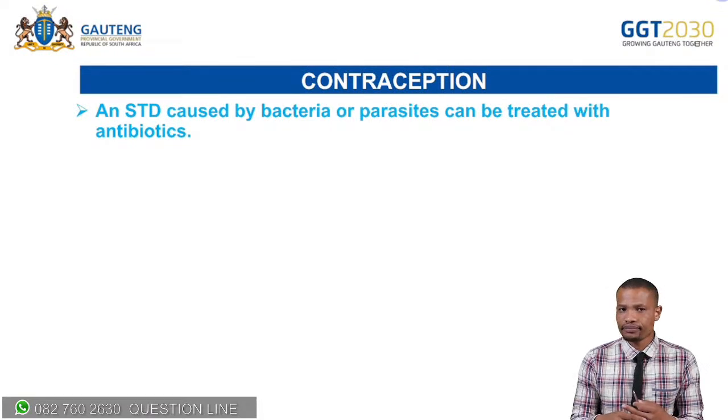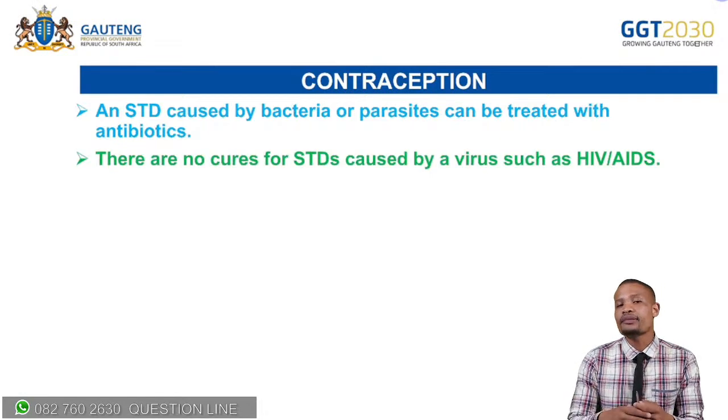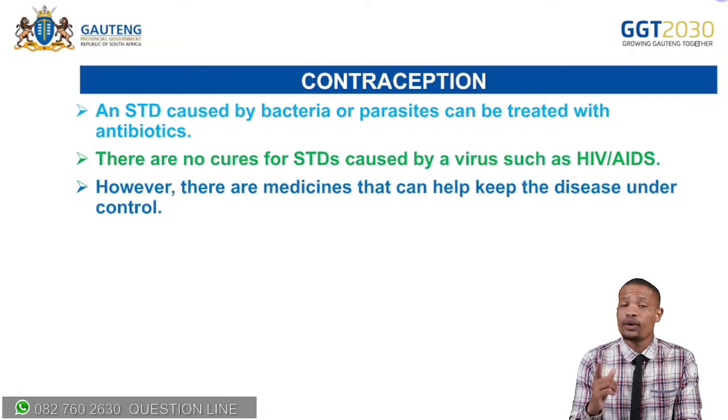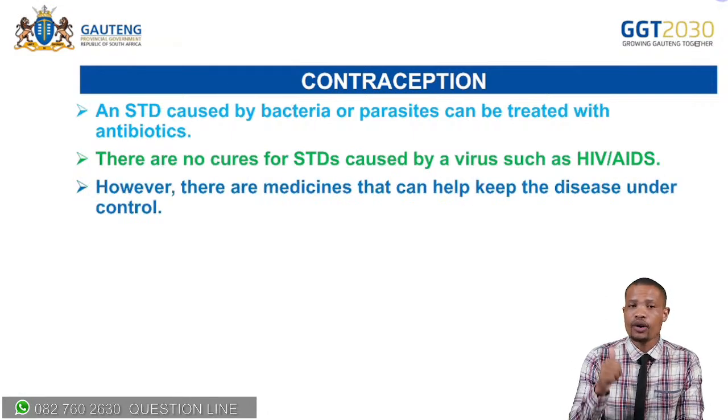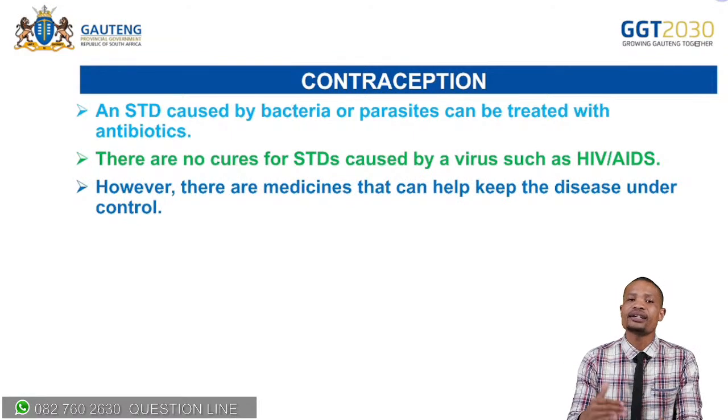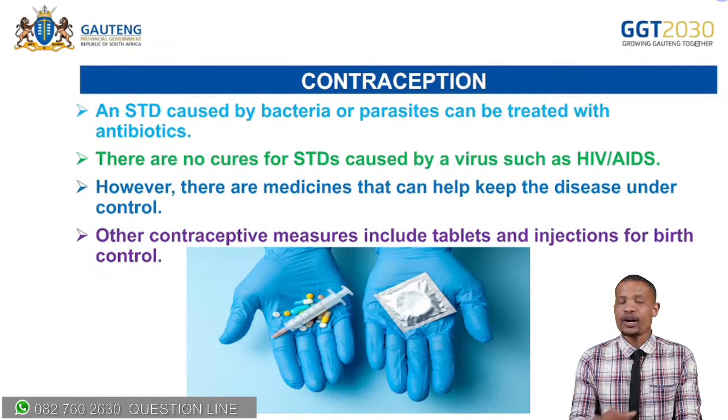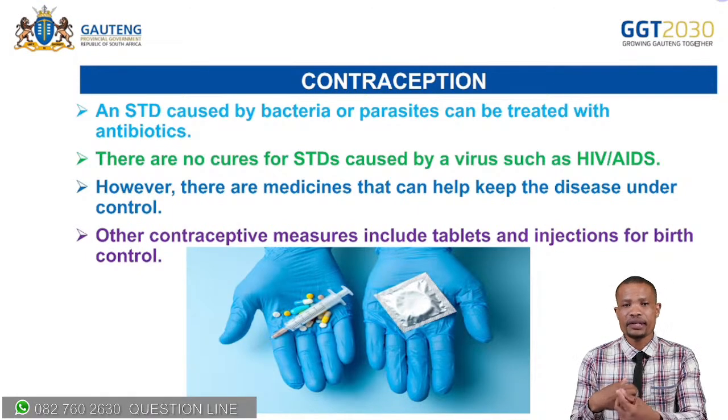Some STDs are caused by bacteria or parasites. Those ones can be treated using antibiotics. And then some which are caused by viruses such as HIV, there are no cures. However, we have medications that can help to keep the disease under control. Other contraceptive measures would include things like tablets and injections, which are normally taken by females to prevent fertilization.